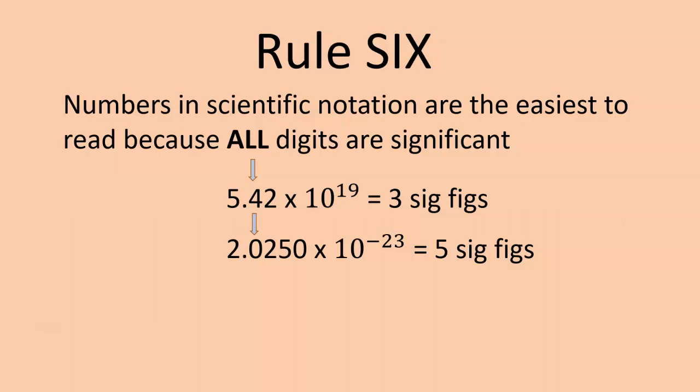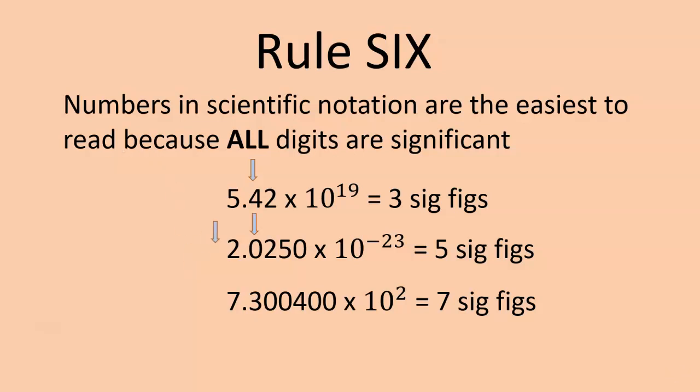Now, if you're confused about what a coefficient is, you should probably go find our video on scientific notation. It gives you a really good breakdown of that particular rule. And then the last one is 7.300400 times 10 to the 2. You have 7 significant figures. Yes, they are trailing. However, all digits are significant when they're written in scientific notation.